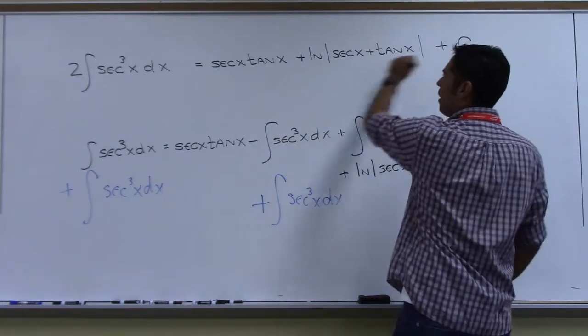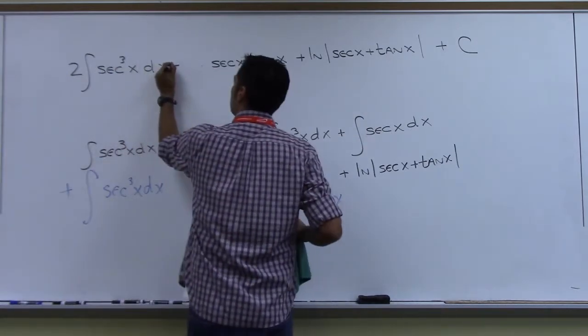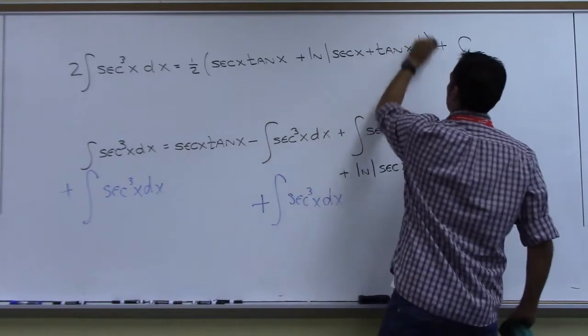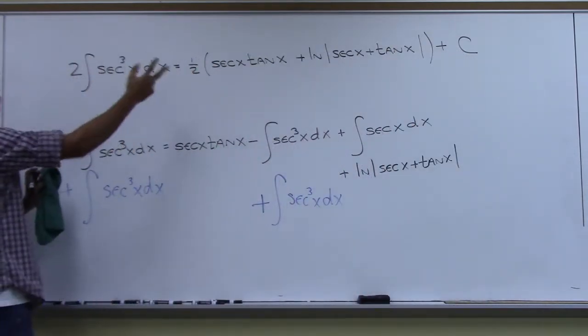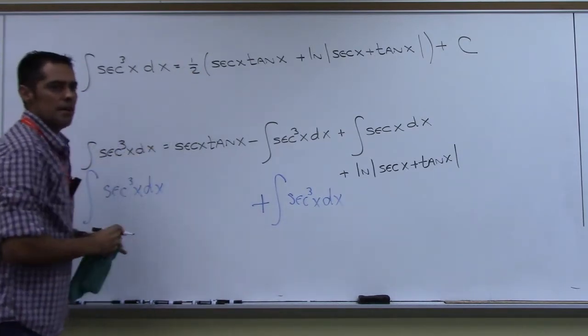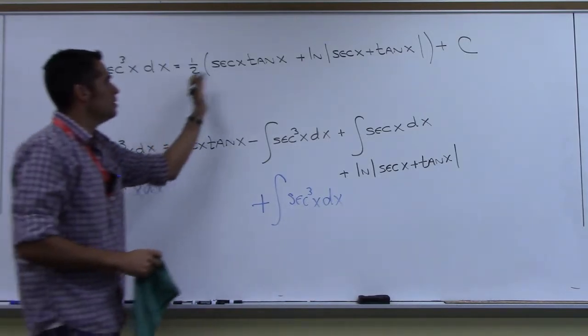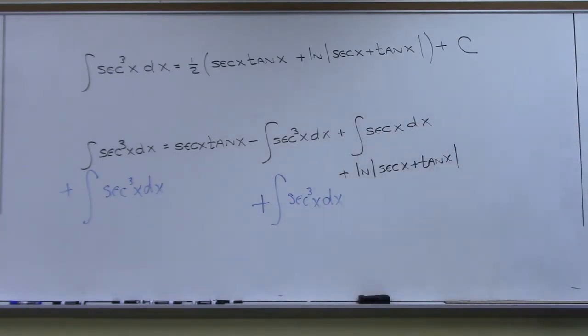So I could put the whole thing over 2, or I could move my equal sign over, put a 1/2 in front, and slap a big parenthesis around it like that. So I'm just multiplying both sides by 1/2. Do I have to do 1/2 on the c? No, because it's still a constant. It doesn't matter. That's it. The antiderivative of secant cubed is that. All right, we good?